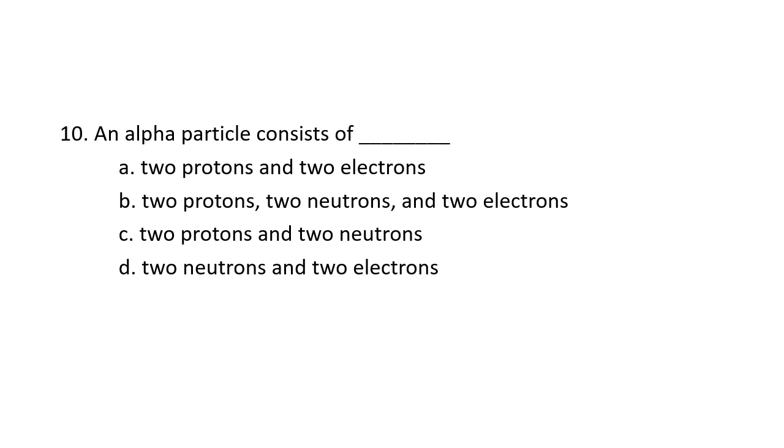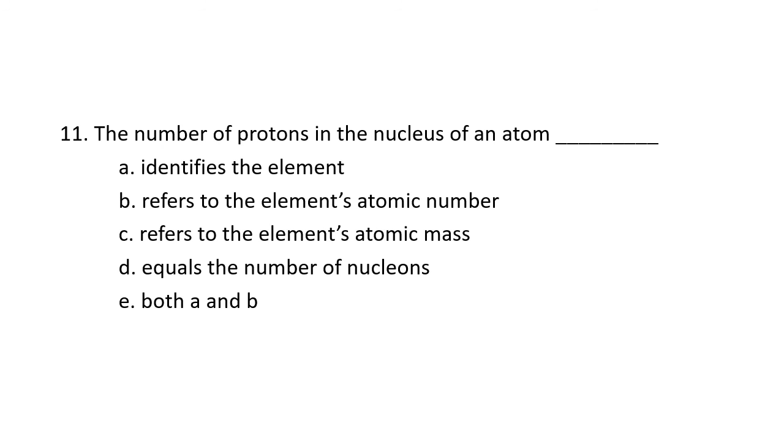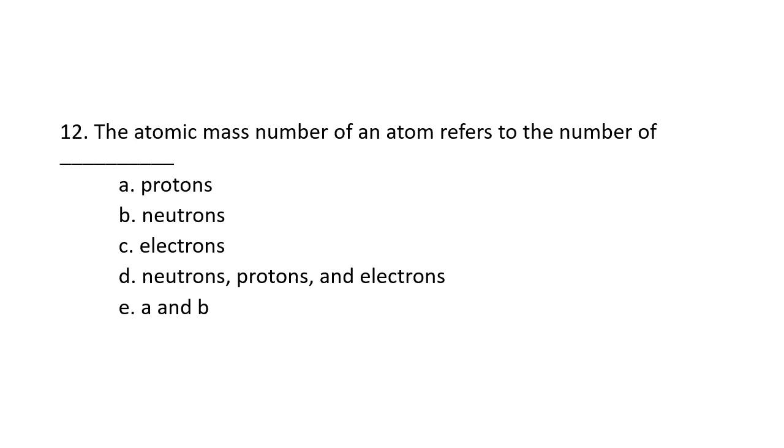Number 10, an alpha particle consists of, remember, it's a helium nucleus. So it has 2 protons and 2 neutrons. Number 11, the number of protons in the nucleus of an atom describes both, it defines the element and it is the element's atomic number, right? So that is both A and B. The atomic mass number of an atom refers to the number of protons and neutrons.